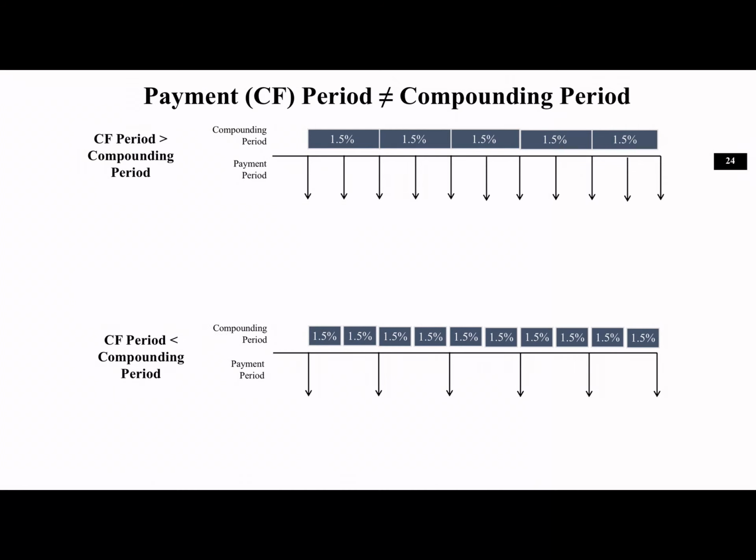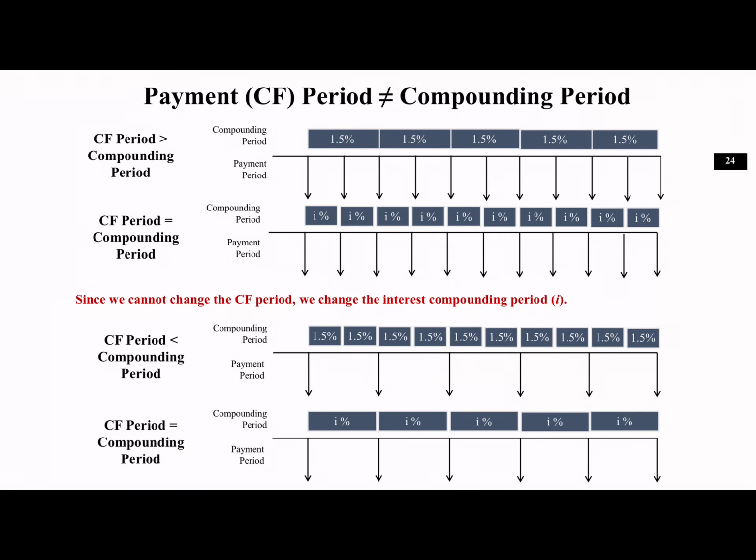All right, so just now we were talking about the payment period being equal to the compounding period, right? For example, monthly payment, and we tell you the interest rate is say 5% or 18% compounded monthly. Then it's the same. But there are some times that the payment period is not equal to the compounding period. What does it mean? Let's look at the graphs here.